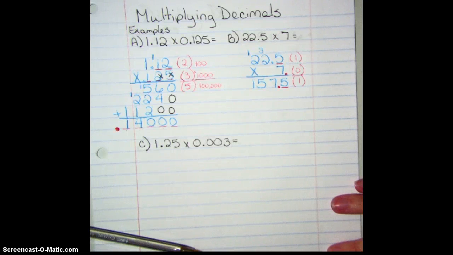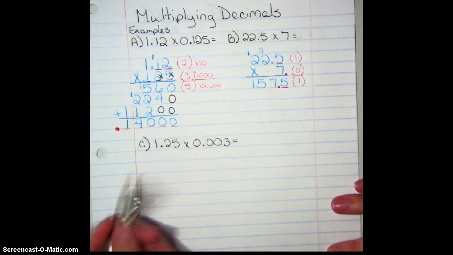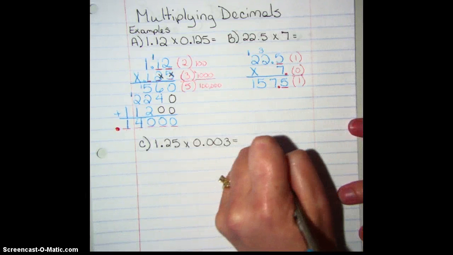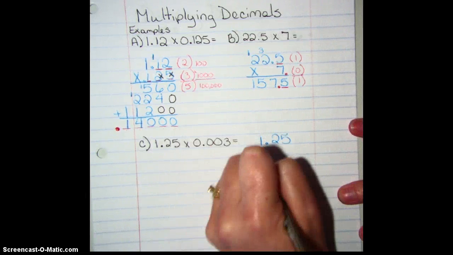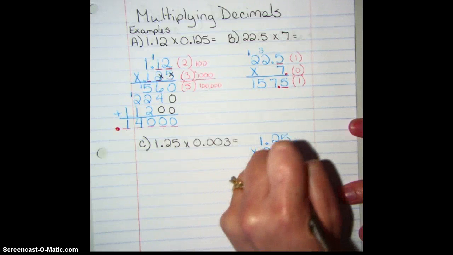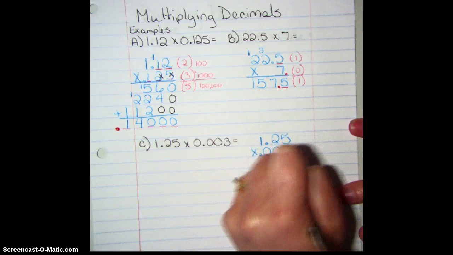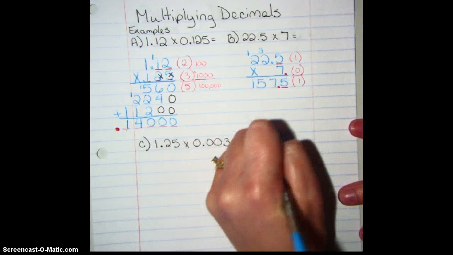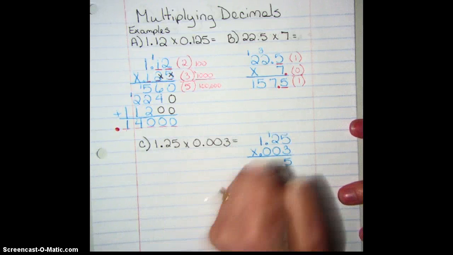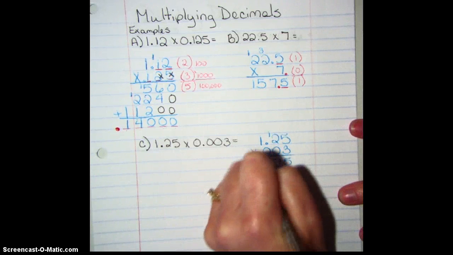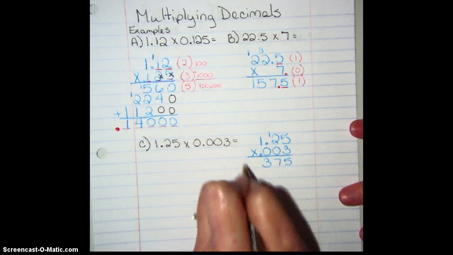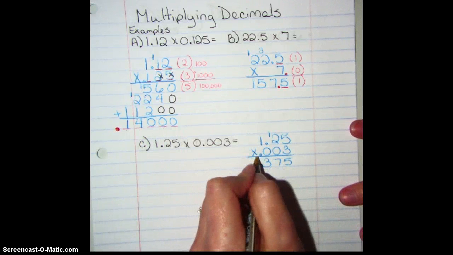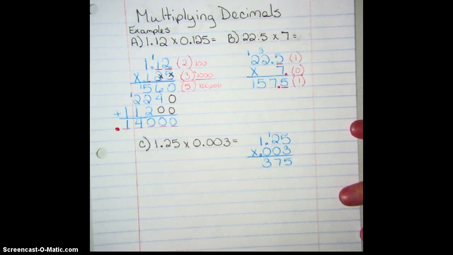So let's head on down to letter C. We got 1 and 25 hundredths times 3 thousandths. Notice how I'm lining up the numbers, but not the decimal points. Alright, so I'm going to multiply like normal. 3 times 5 is 15, carry the 1. 3 times 2 is 6, plus 1 is 7. 3 times 1 is 3.